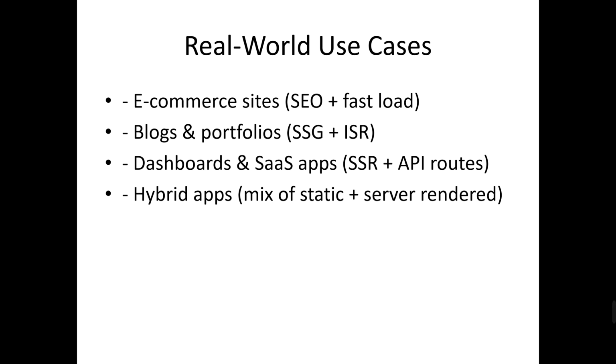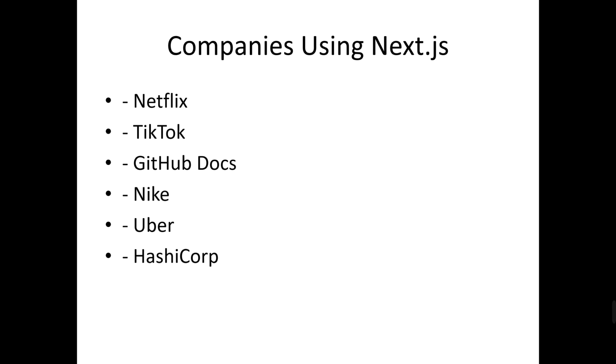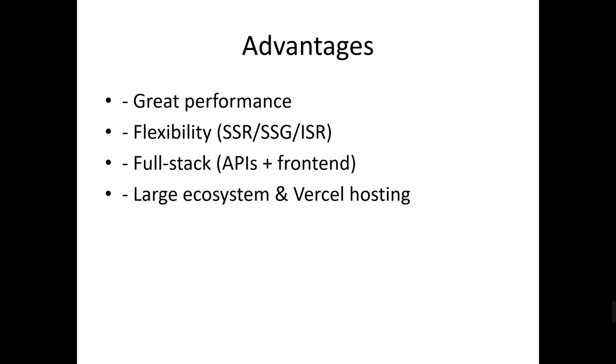Real-world examples and use cases of Next.js: e-commerce sites make use of Next.js because it provides SEO and fast loading. Blogs and portfolios make use of SSG and ISR. Dashboards and SaaS platform apps use SSR plus API routes. You can also build hybrid apps, which are a mix of static and server-rendered. Companies using Next.js are Netflix, TikTok, GitHub Docs, Nike, Uber, and HashiCorp. They are already making use of Next.js because they found it to be a better option.